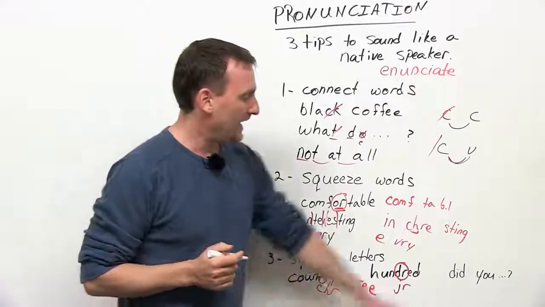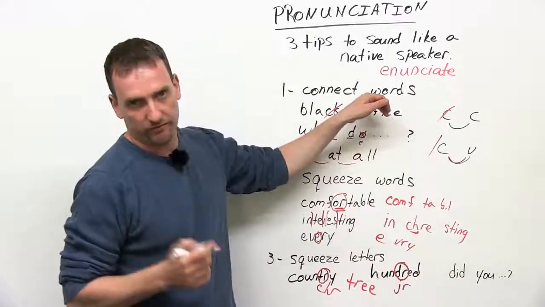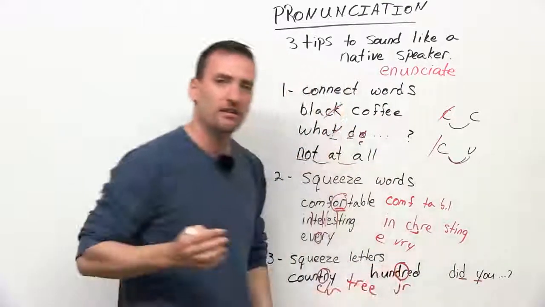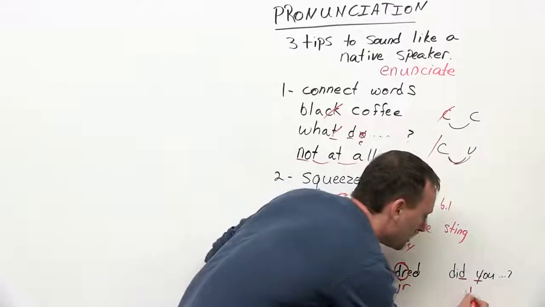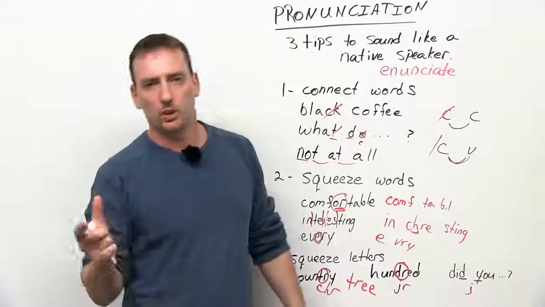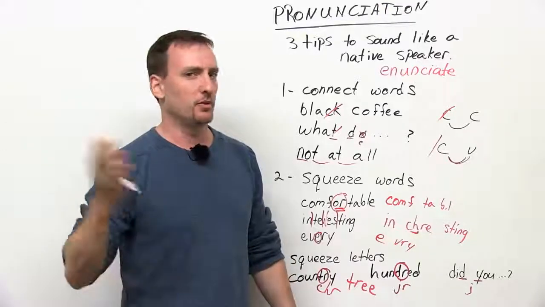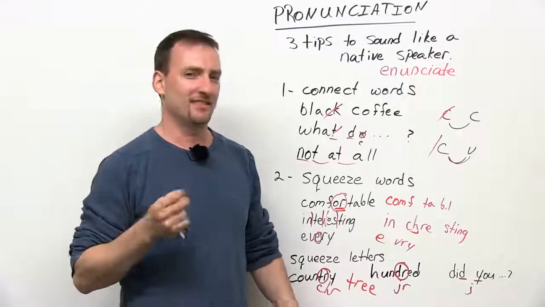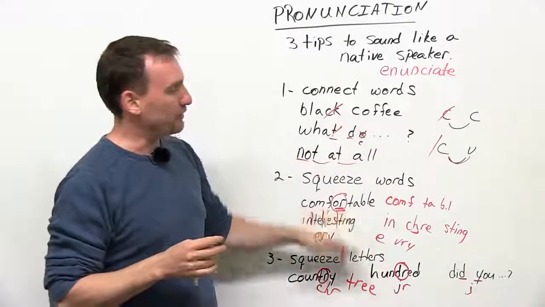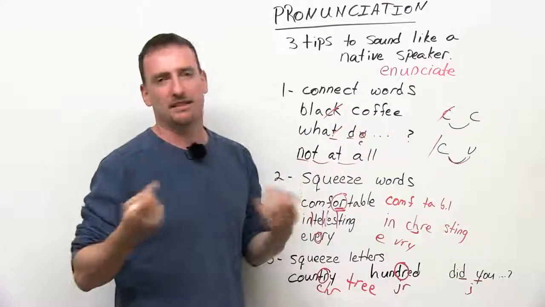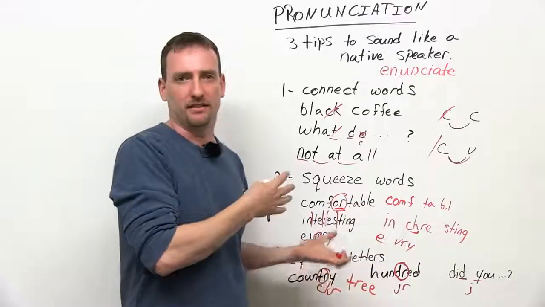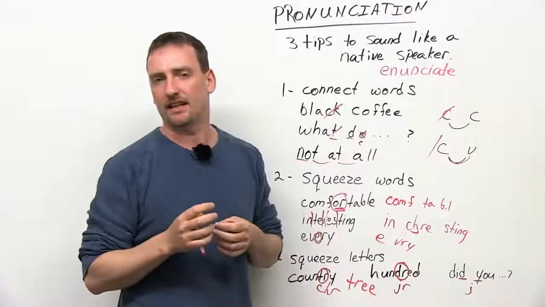Now, this goes with the first idea when you're connecting words, but when you're connecting words and you have a D and a Y together, it becomes like a J sound. Did you? Did you do it? Did you do what I asked? Okay, so we say it like that. Very quick, very mixed, and you have to practice these because it's just more a habit than anything else. Native speakers, we don't think about doing these things. It just rolls off the tongue just like that, okay?